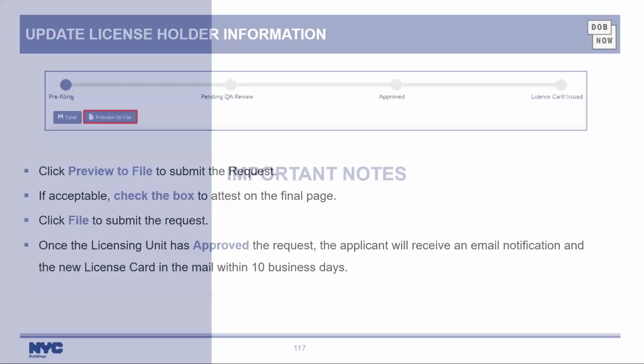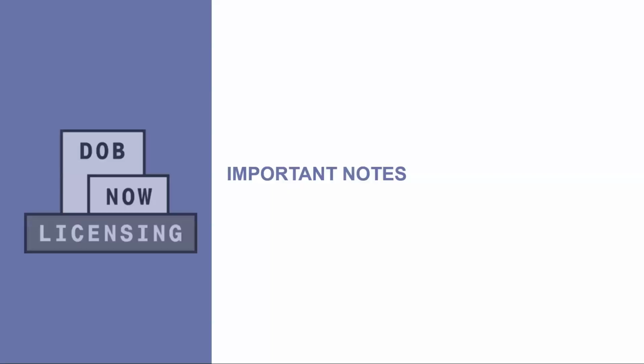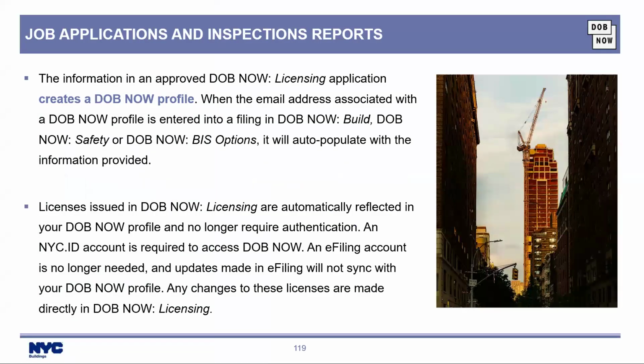So before we move on, let's go into our important notes. And for our important notes, we have a couple more things we want to share with you. Now, the information in an approved DOB Now licensing application creates a DOB Now profile. When the email address associated with a DOB Now profile is entered into a filing in DOB Now Build, DOB Now Safety, or DOB Now Biz Options, it will auto-populate with the information provided.